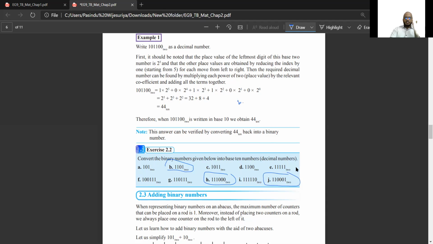So question number B is 1 1 0 1. 2 to the power 0, 2 to the power 1, 2 to the power 2, 2 to the power 3. 2 to the power 1 is 2, this is 4, this is 8. This doesn't matter. So 8 plus 4 is 12, 12 plus 1 is 13. This is 13.